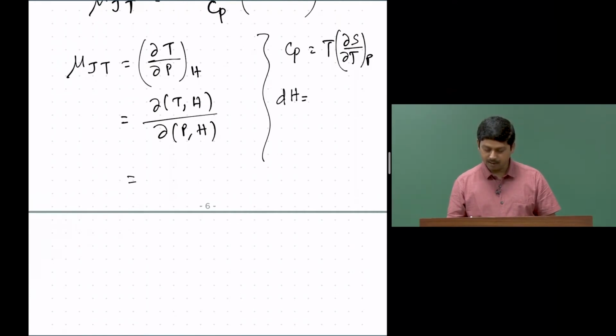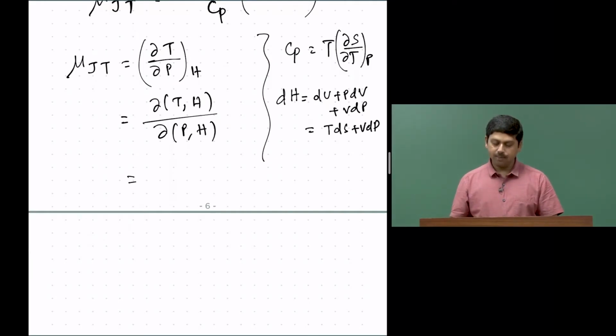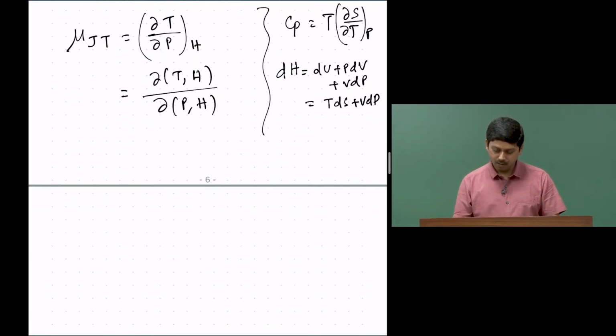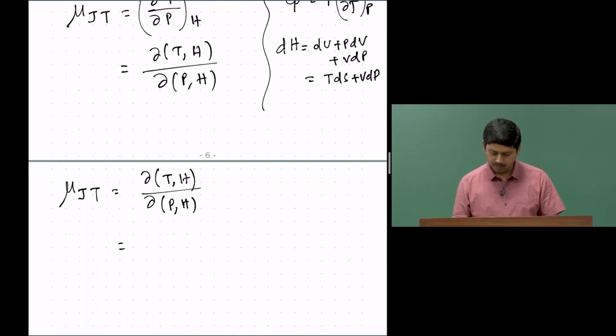H is nothing but H is U plus P V. So, it is dU plus P dV plus V dP, and dU plus P dV, as you know, is nothing but T dS. So, T dS plus V dP is dH. We just keep those things in mind and continue our derivation. So, mu j t is del T h by del P h. We can take the H on the left hand side. So, del H t by del H p.